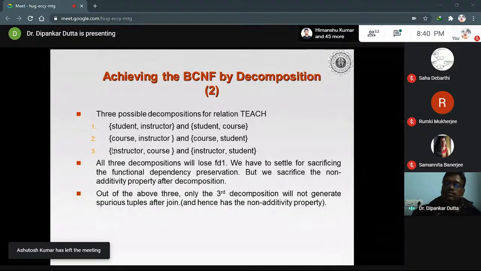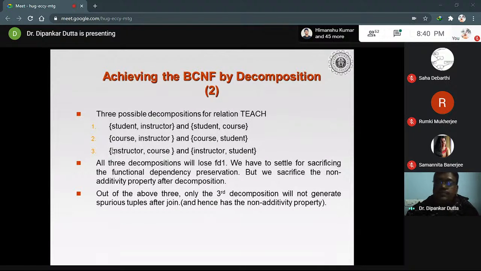So achieving BCNF is not always good, because we are losing dependency, and sometimes we are losing information also, that is, the decomposition is not lossless. In this case the first two decompositions are lossy. The last one is lossless, but still we are losing dependency FD1.